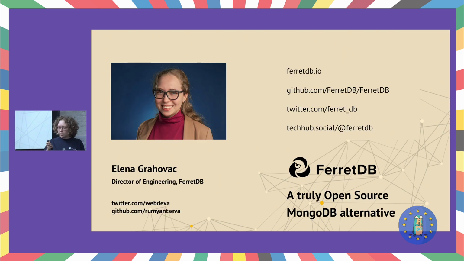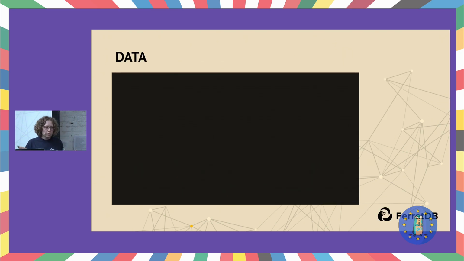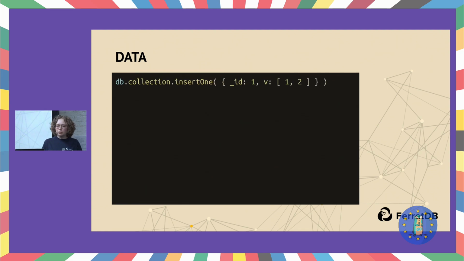Let's take a look at a typical query. Let's take a look at the data. As we work with the database, we need to insert some data and see how the data will live in the database. So yeah, that's a typical insert call for MongoDB, or in our case for FerretDB. So here what we want to do is insert a document. This document has two fields. First field is called ID, second field is called V. V is an array.